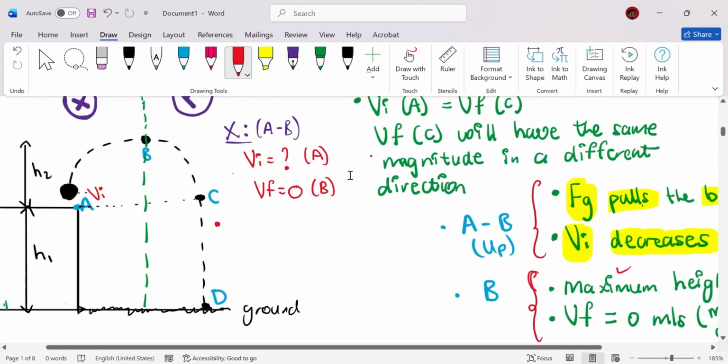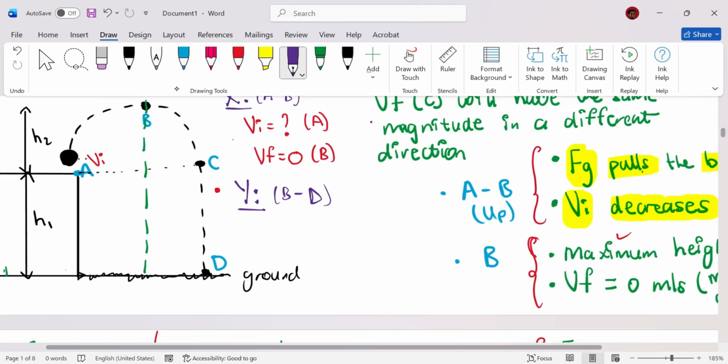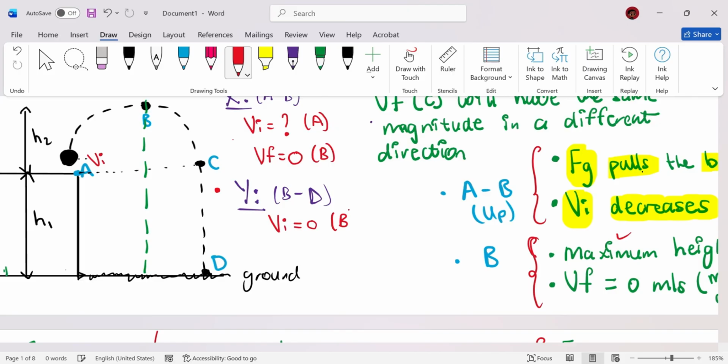Cool. Now I want you to focus very carefully. When I look at side Y, side Y is from B to D, right? But I want you to focus on something. With that being said, you'd notice that the initial velocity will be equal to 0, and that will be at point B.